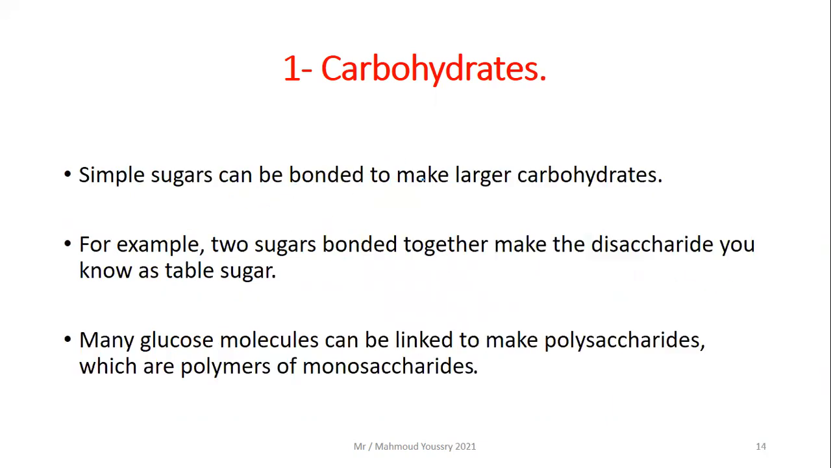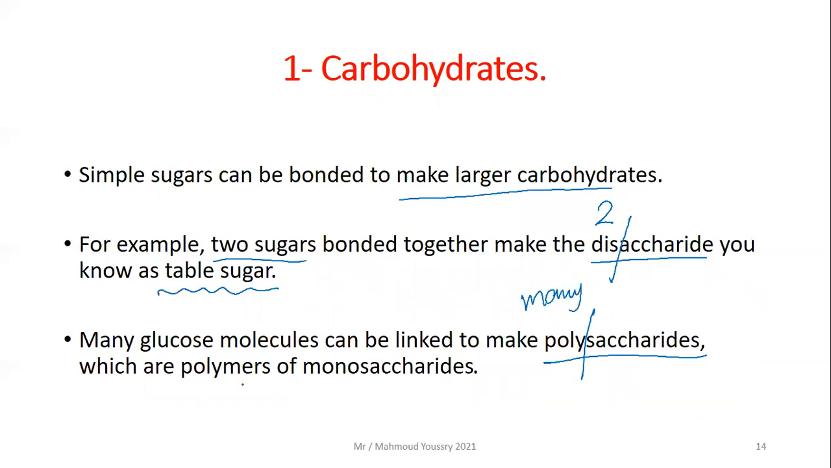Simple sugars can be bonded to make larger carbohydrates. For example, two sugars are bonded together to make the disaccharide you know as table sugar. Di means two. Many glucose molecules can be linked to make polysaccharides. Poly means many. Polysaccharides are polymers of monosaccharides, which is glucose.